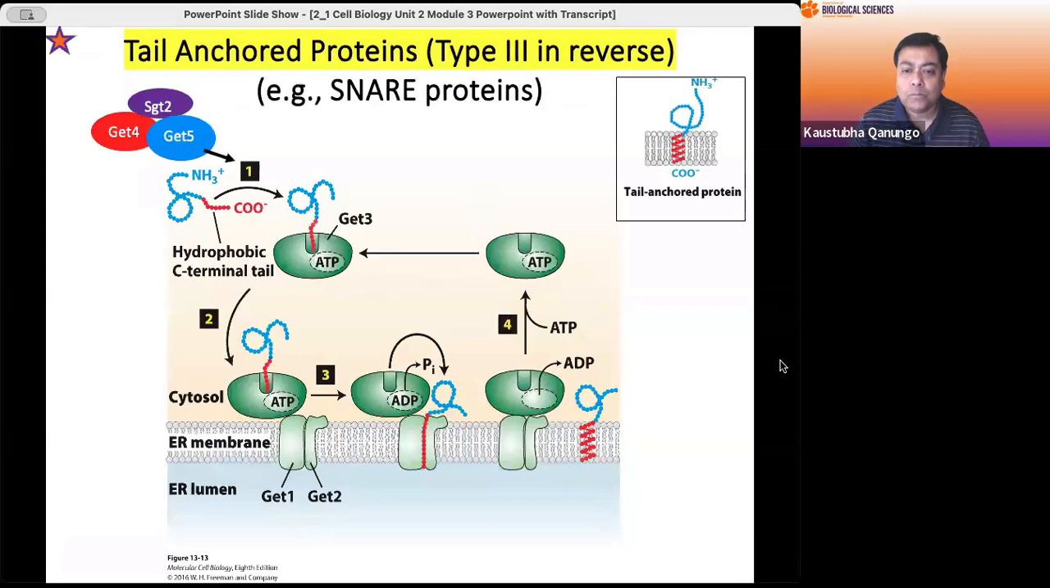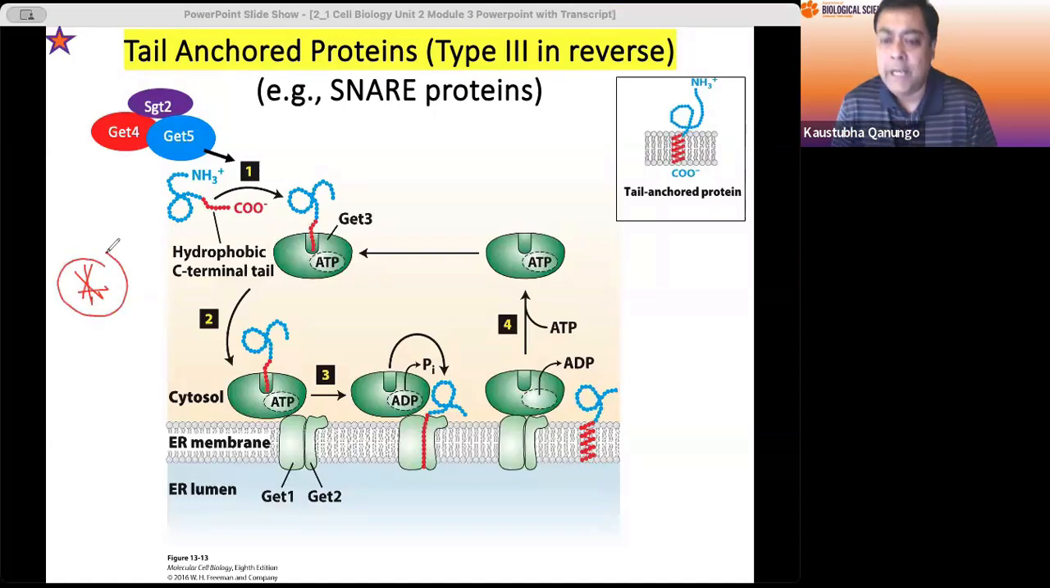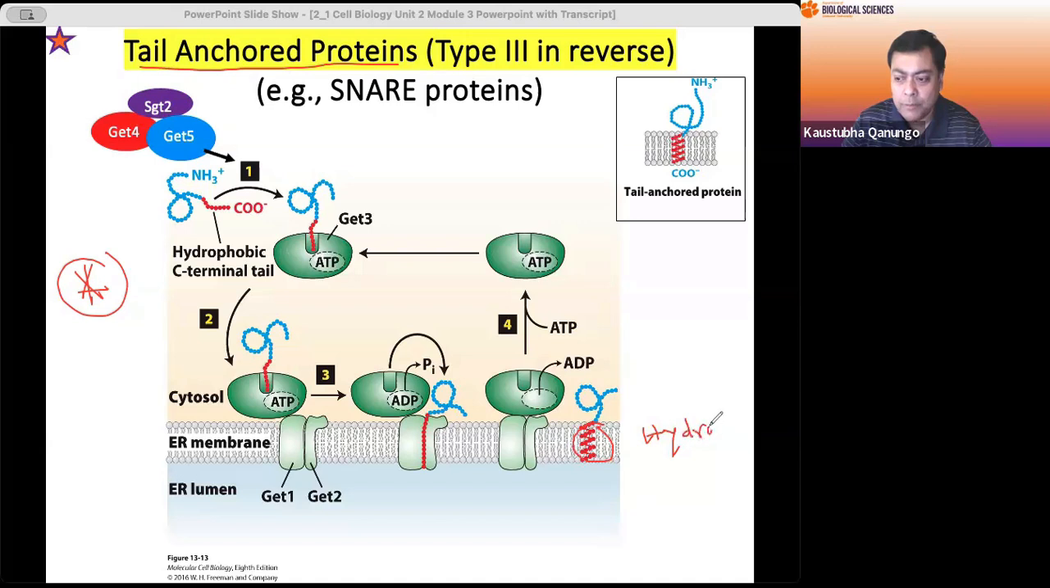All right. After that is an important protein, and definitely remember this one very, very well, because there is a difference here. First of all, it's a tail-anchored protein, so the hydrophobic part is on the tail. Remember that hydrophobic tail, or hydrophobic C-terminal, which is essentially the tail of the protein.